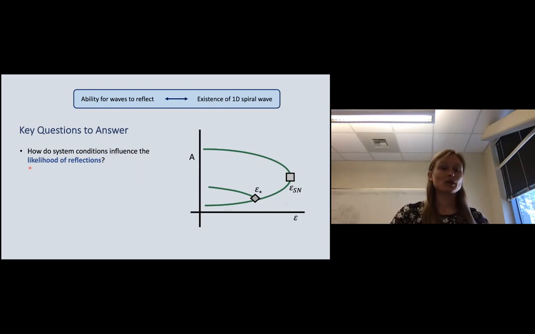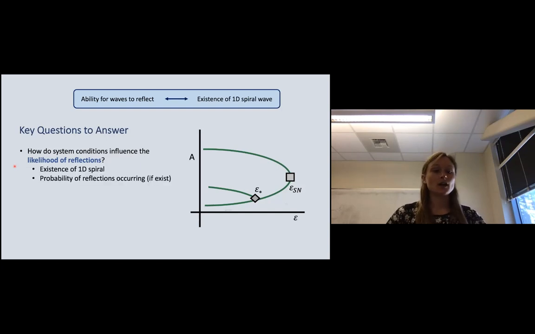And so we're going to break this likelihood of reflections question into two parts. The first being, can we actually make the reflections not exist anymore? That is going to be understanding the existence of this 1D spiral and understanding how that's based on system conditions. So can we change some parameters and actually make it so that this epsilon star moves far to the left so that it's not really a problem anymore?